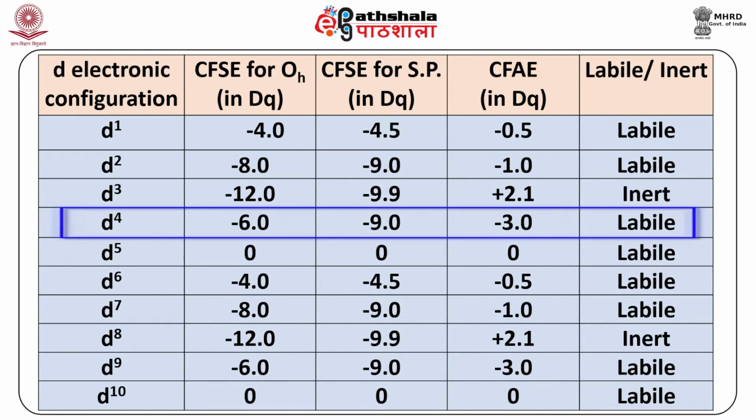Overall, if you compare the two in high spin complex, then you will get crystal field activation energy minus 3 dq. Since crystal field activation energy is negative, therefore the molecule will be, or the reaction will be labile.